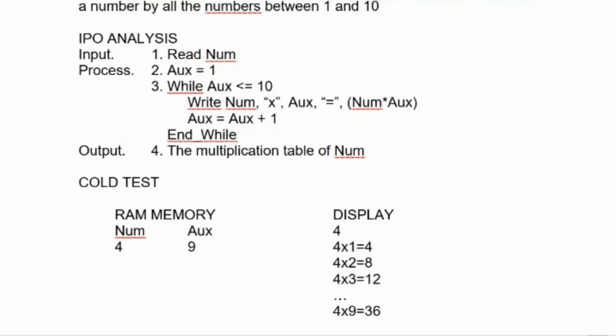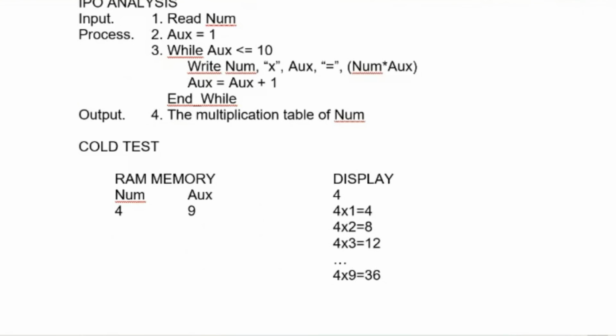Okay? Now, aus is equal to aus plus 1. 9 plus 1 is 10. And while, that means you go to the while instruction. While aus is less or equal to 10. That means 10 is less or equal to 10.